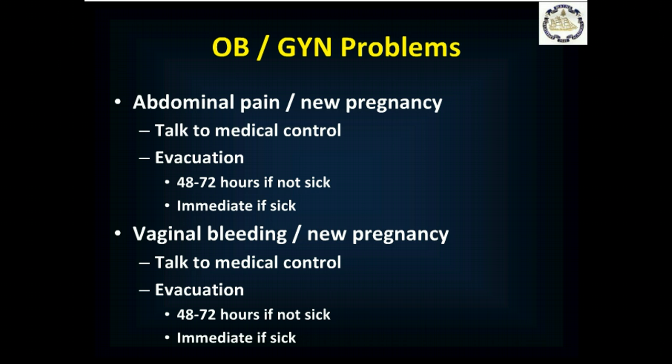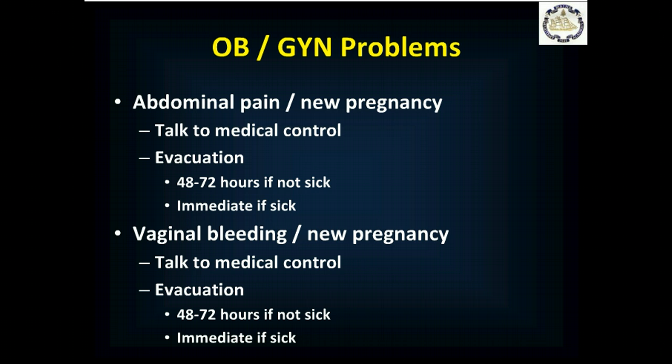Ideally, they get an ultrasound within 12 hours of you discovering that they're pregnant. However, if they're not sick, you really have 24, 48, maybe even 72 hours to address this. If they're sick at all, abnormal vital signs, peritoneal signs in the abdomen, severe pain, they need to be evacuated immediately. If you have a patient with vaginal bleeding in a newly diagnosed pregnancy, talk to medical control. Again, if they're not sick, you can wait up to 3 days to get the ultrasound to evacuate them, but if they're sick at all, they need to be immediately evacuated.